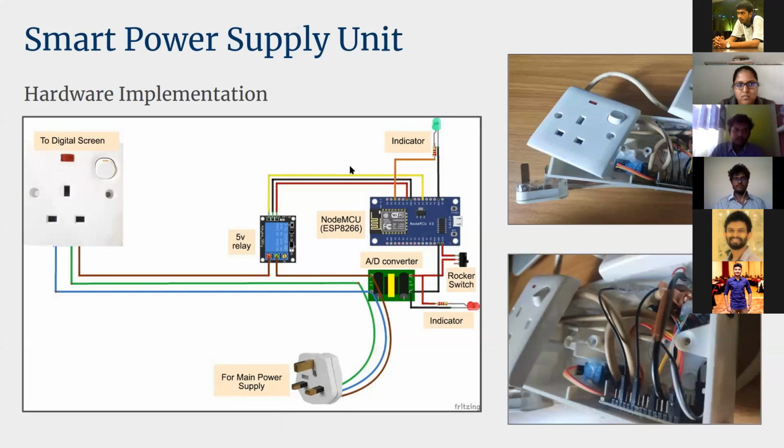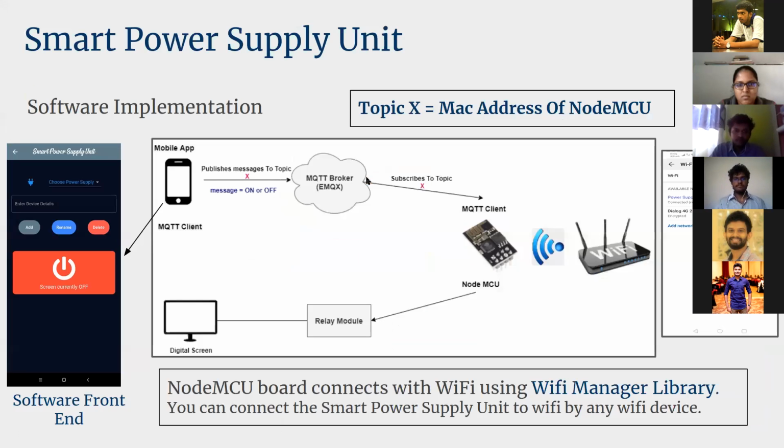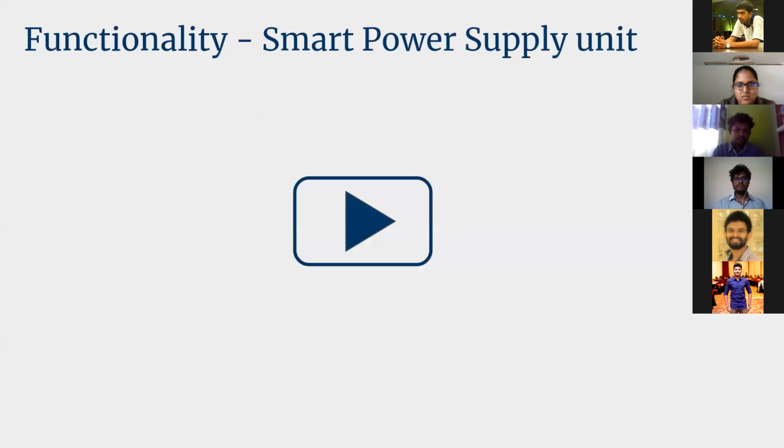In the software implementation, we are using an MQTT broker to communicate the app with the Node MCU. For the topic, we are using the MAC address of the Node MCU. And once the application publishes a message, which is on or off, the Node MCU will subscribe to that topic and it will trigger the relay module accordingly to control the screen. And the Node MCU board will be connected to Wi-Fi using the Wi-Fi manager library, which we have implemented for user friendliness. And I will explain it in the demonstration.